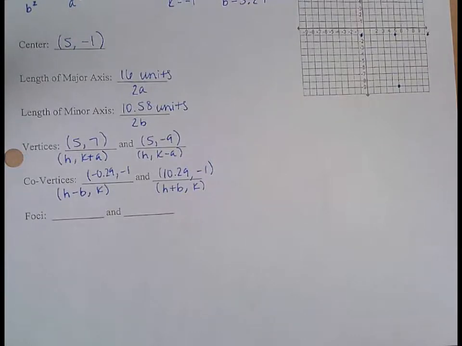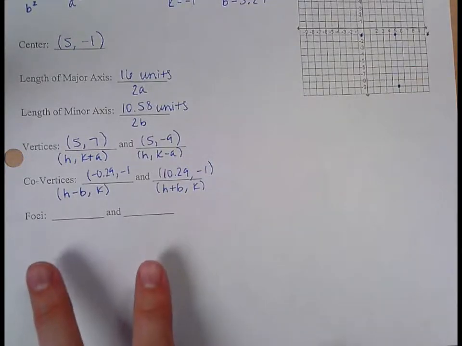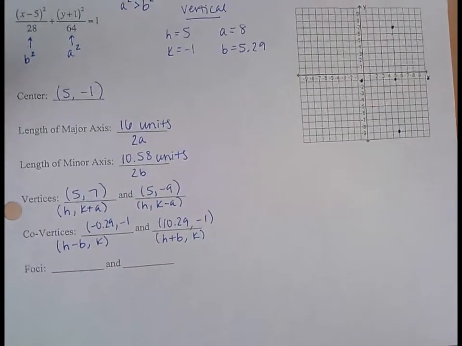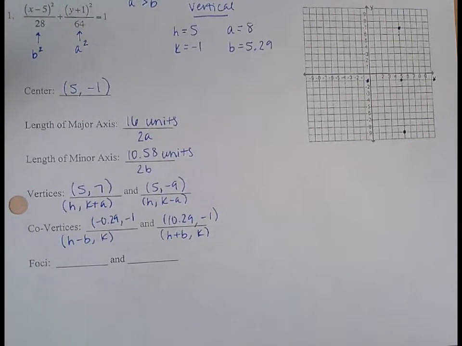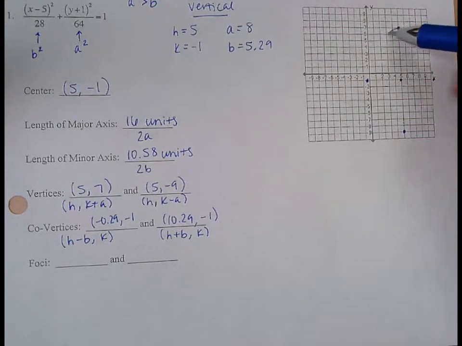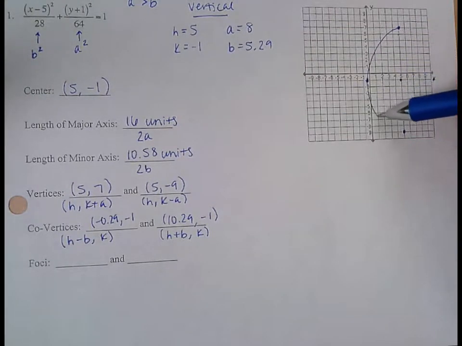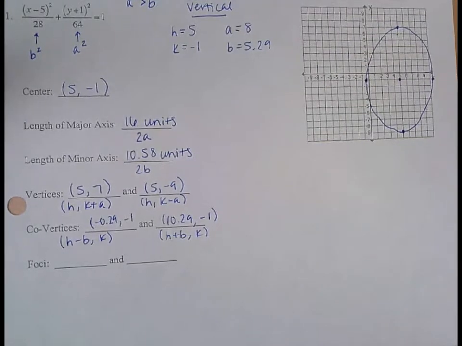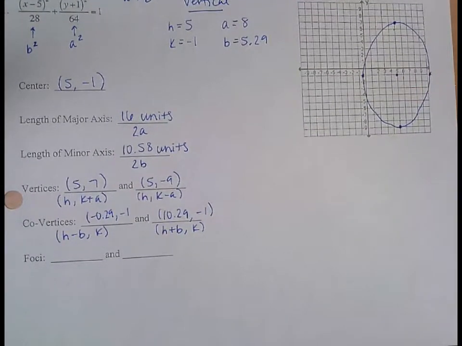Once you have the vertices and covertices, we still need to find the foci, and I do want you to plot those on your graph. But once you have the vertices and covertices, you can actually draw the ellipse in. So the ellipse is through those 4 points. Just make it seem like it's rounded like an ellipse and doesn't have sharp corners like a diamond.